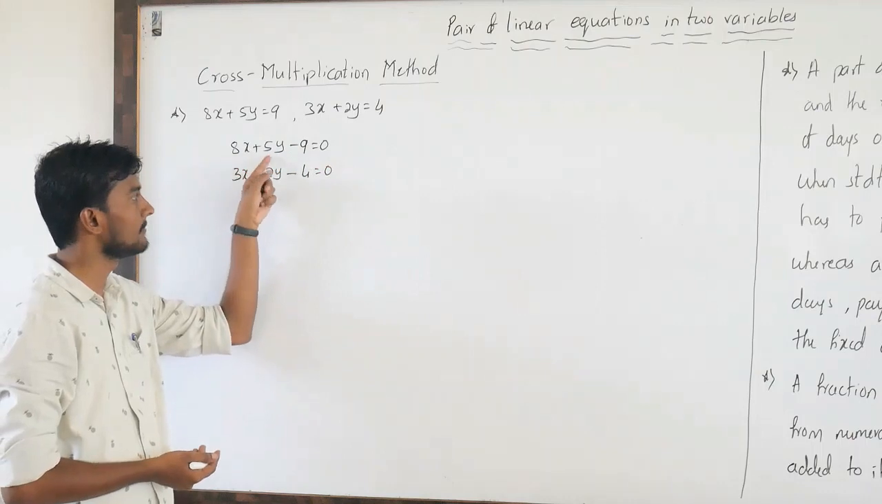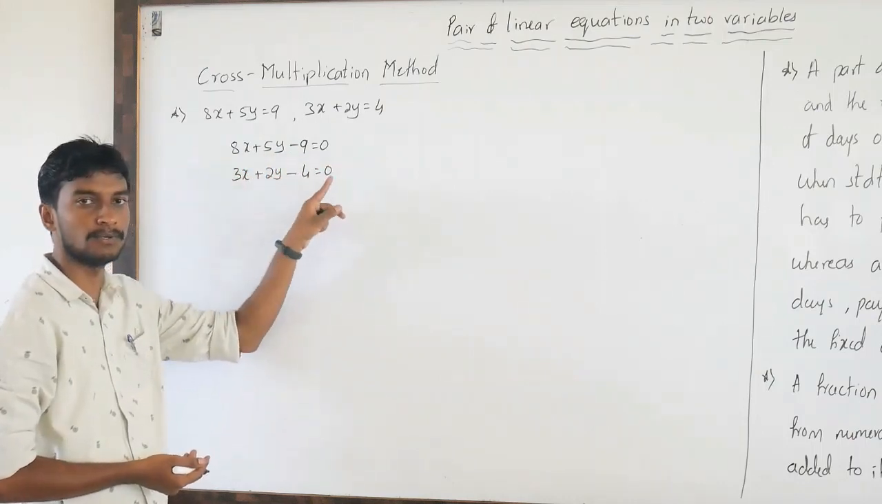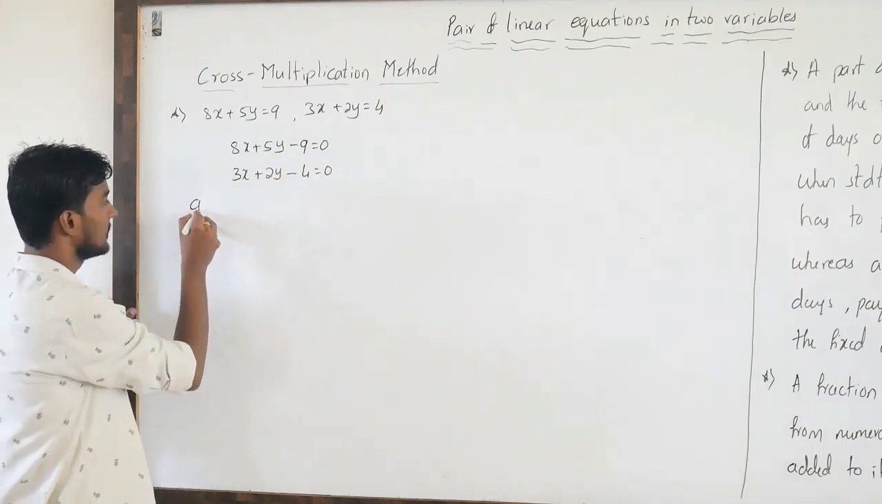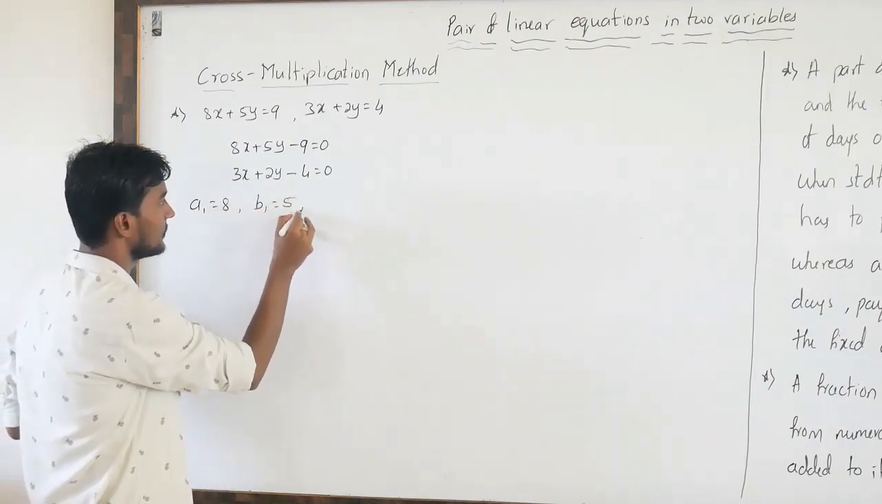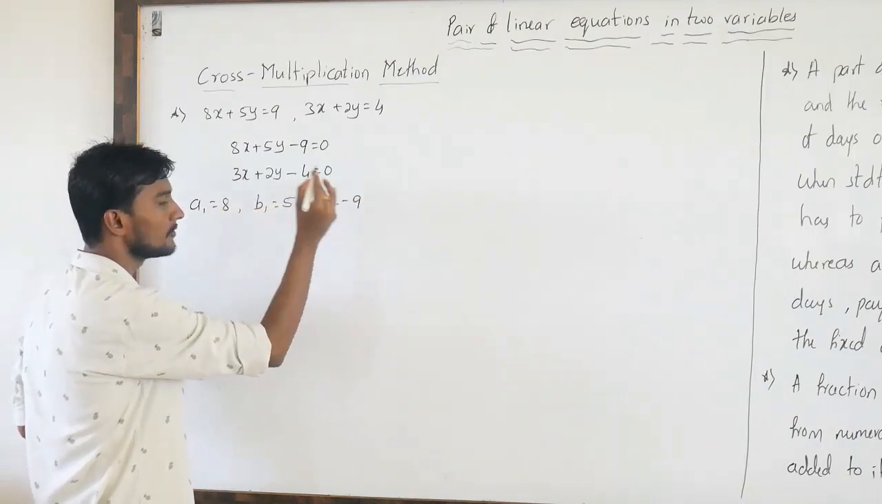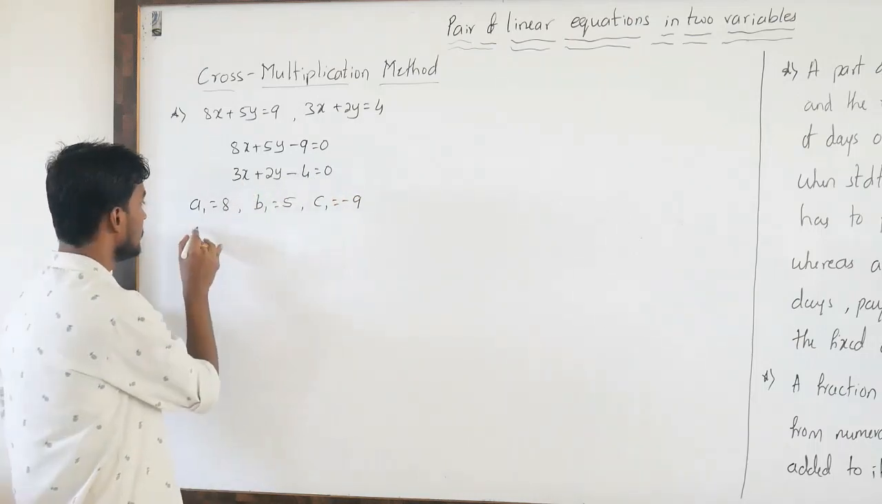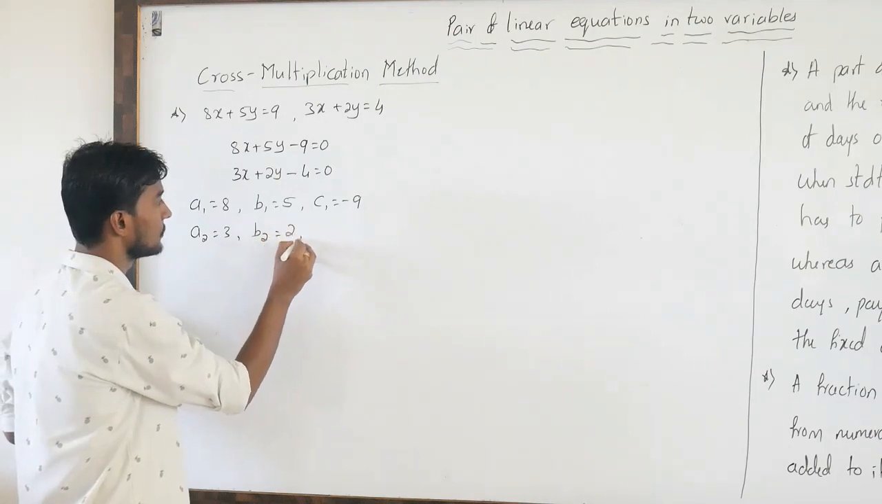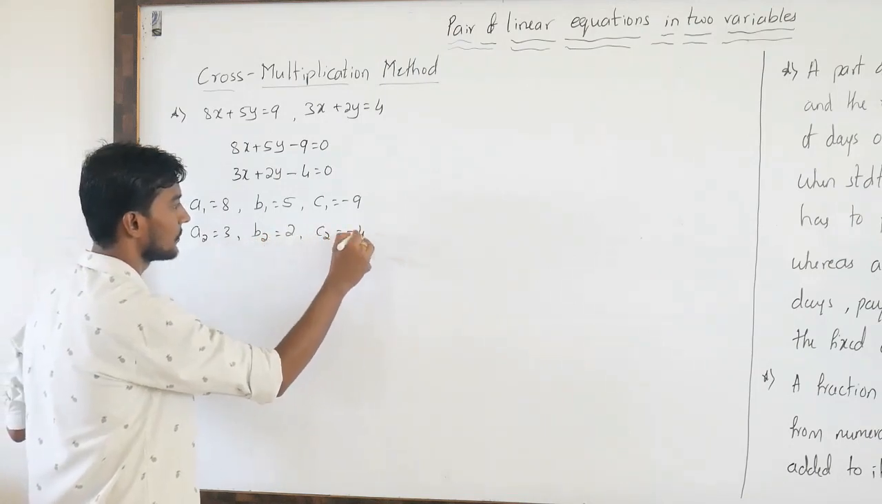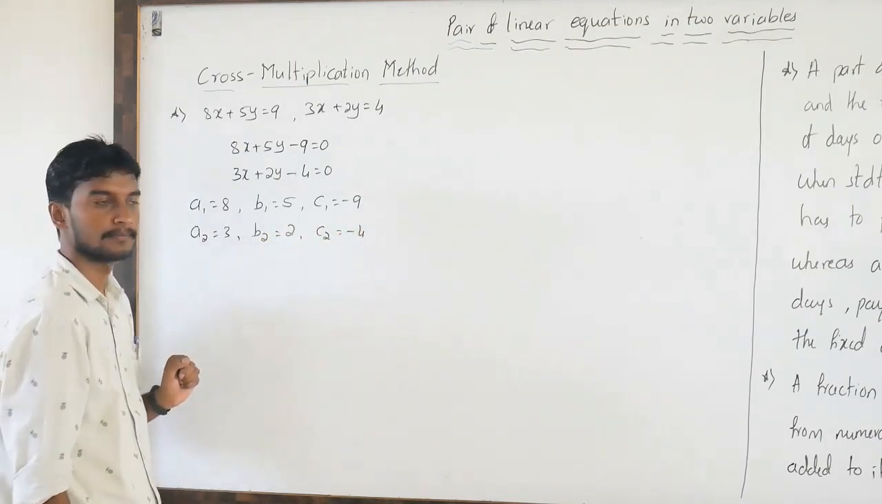It means a1, b1, c1, a2, b2, c2. Here a1 is equal to 8, b1 is equal to 5, c1 is equal to minus 9. a2 is equal to 3, b2 is equal to 2, c2 is equal to minus 4.